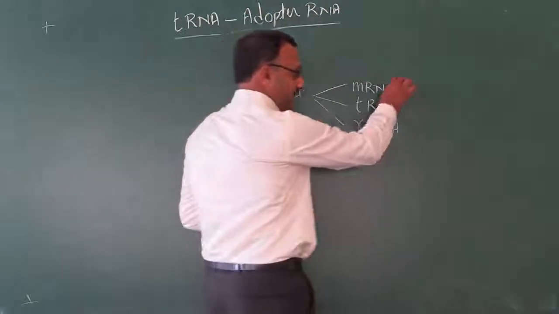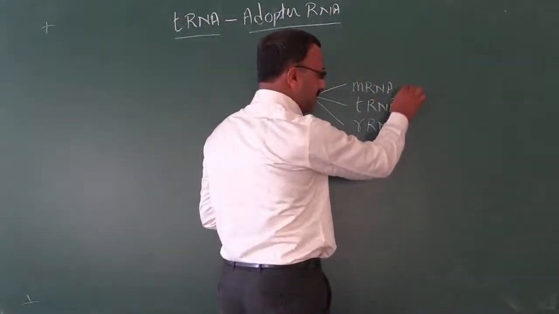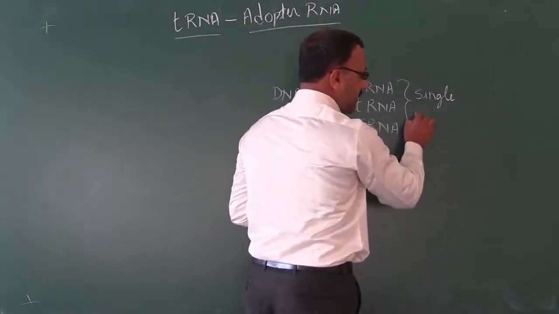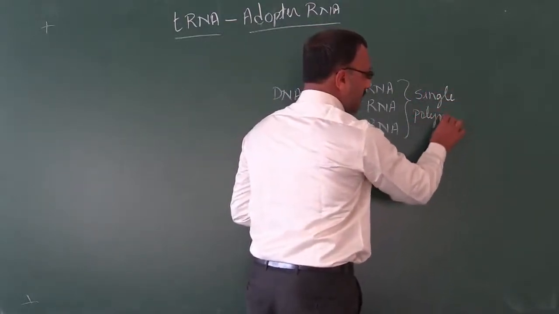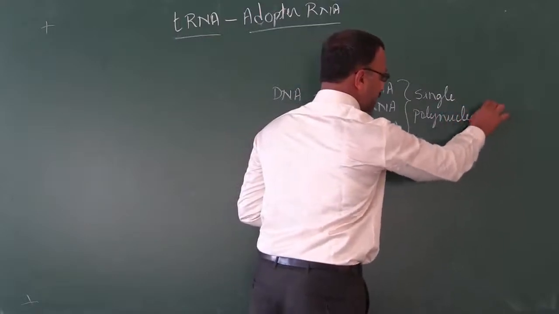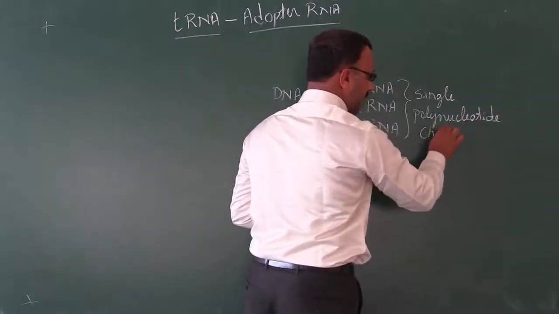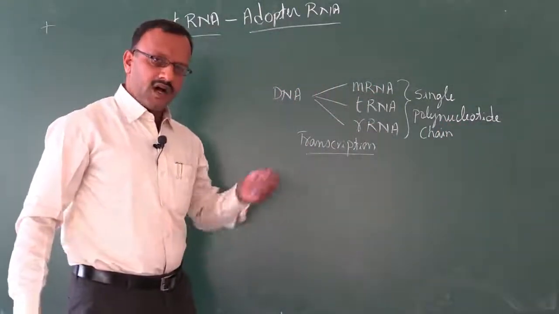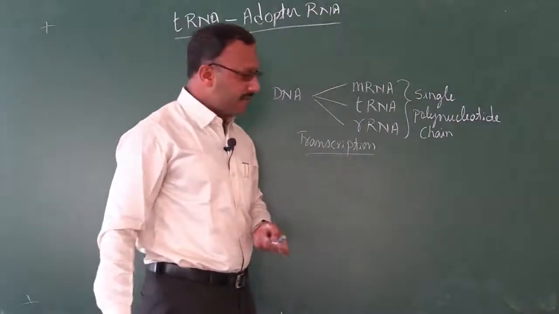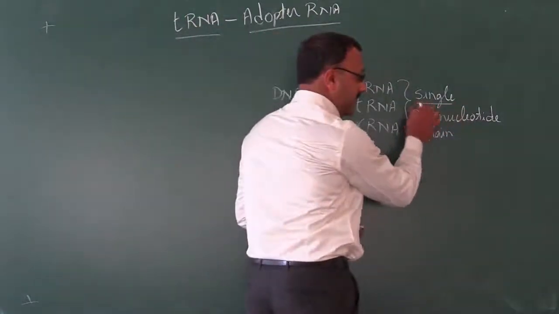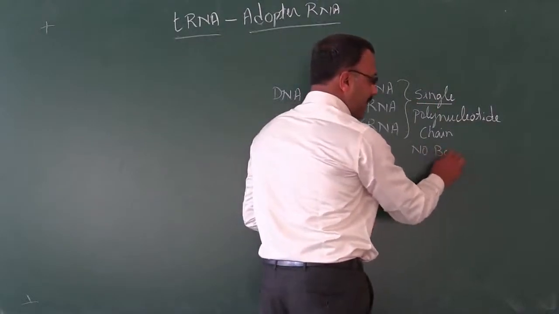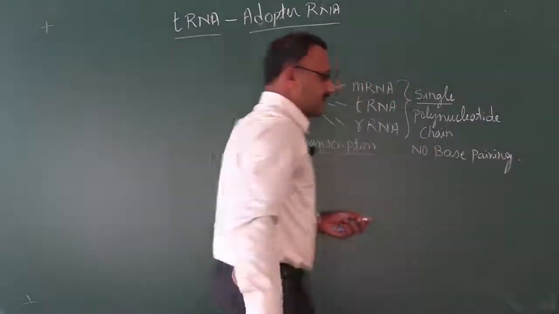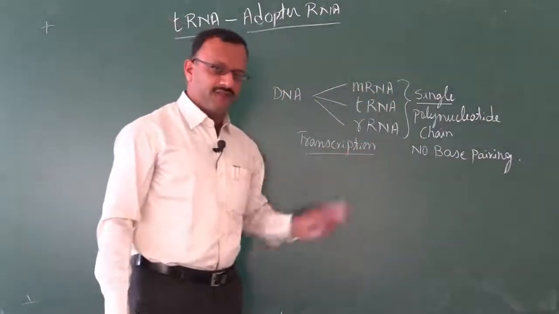RNA in all its forms, whether it may be mRNA or tRNA or rRNA, is made up of a single polynucleotide chain, that we all learned in the very first class. DNA is made up of 2 polynucleotide chains. RNA is made up of a single polynucleotide chain. As it is made up of a single polynucleotide chain, no base pairing. Single strand, no base pairing is found in an RNA.